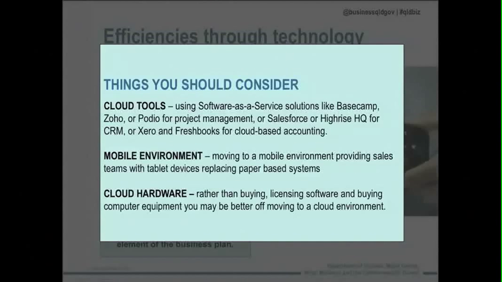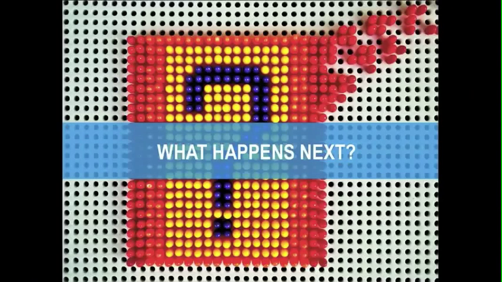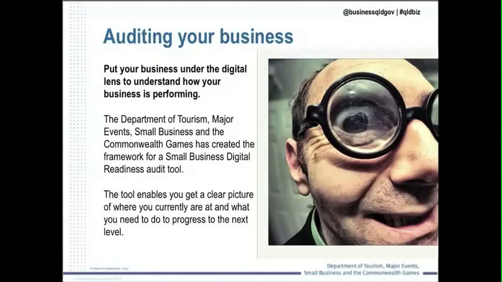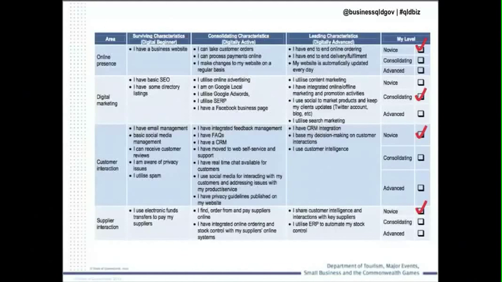But what happens next? And I think this is probably the most important component in many ways, is understanding where your business currently is at. And I think it's really important that you put your business under the digital lens to understand where and how your business is performing. And the Department of Tourism Major Events, Small Business and the Commonwealth Games has created the Framework for Small Business Digital Readiness audit tool. And the tool really gives you a snapshot, and I've just brought it up on the screen here, and hopefully you can see my mouse moving around now on the screen.